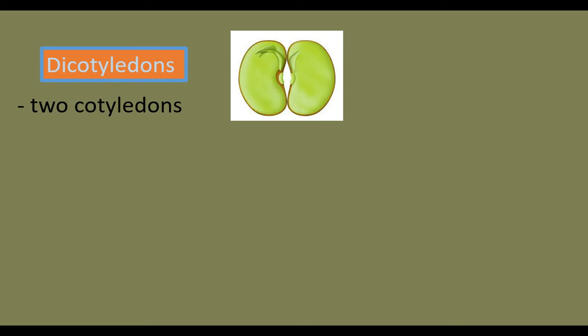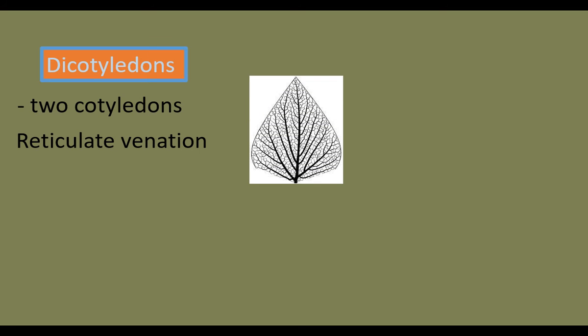Angiosperms have two groups. They are dicotyledons and monocotyledons. Dicotyledons have two cotyledons in the seed. Seeds of dicot plants have two cotyledons. They have reticulate venation. The veins branch and form a network in dicotyledons.